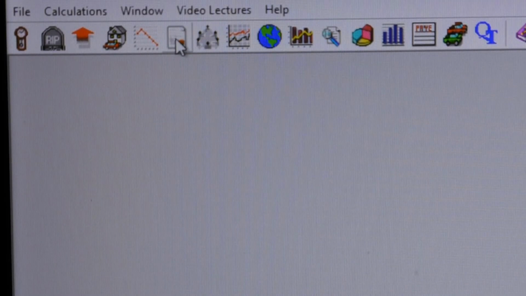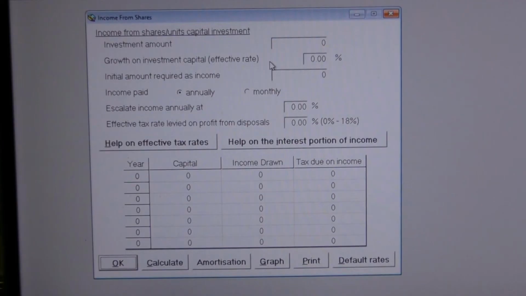This icon opens the income from share portfolios. In order to beat SARS, poor returns from bank investments and inflation, many investors turn to the stock market. This calculator shows how an amount of money invested in a share portfolio can achieve this. The program and its own income from shares video lecture explain exactly how this type of investment works and explain the tax advantages of investing in a share portfolio.